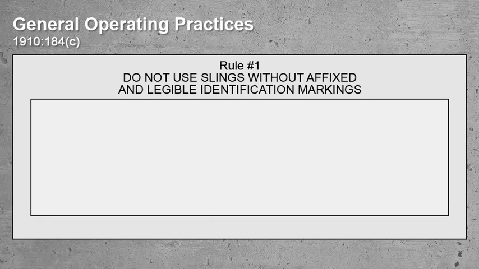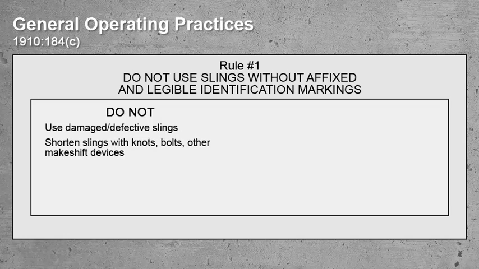1910.184(c) covers general operating practices that need to be followed whenever any sling is in use. Never use a sling that does not have an affixed and legible identification tag, as this contains information you will need to know about how to use the sling properly. A damaged or defective sling cannot be used and must be removed from service. Never shorten a sling with knots, bolts, or any other makeshift devices. Do not load slings above their rated capacities and do not shock load a sling.